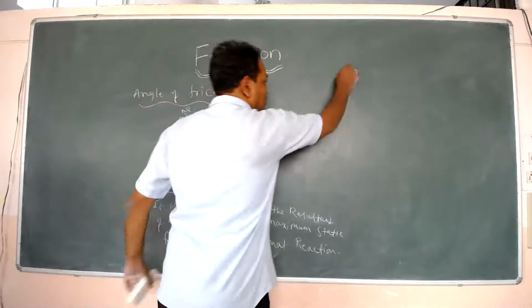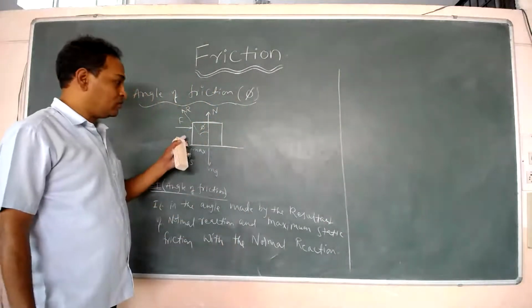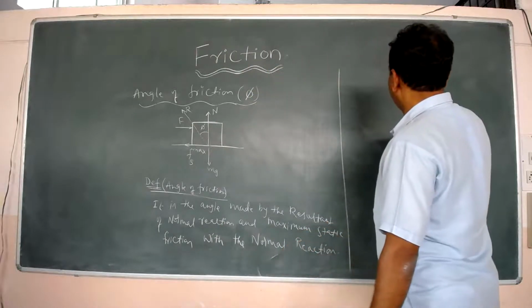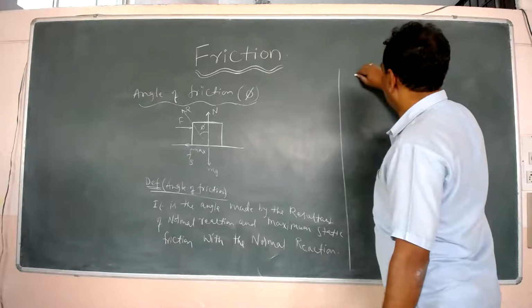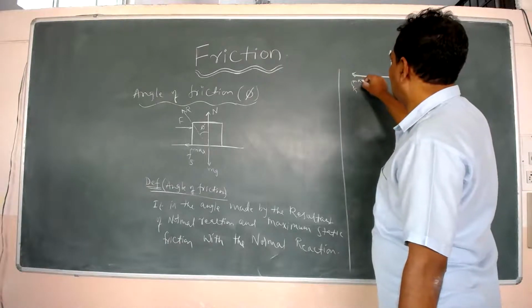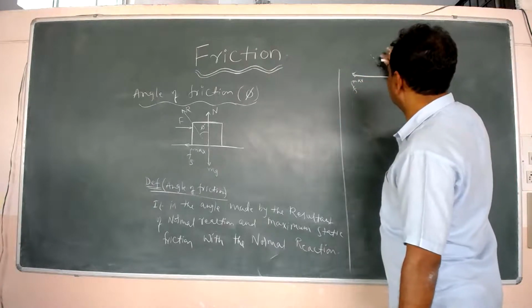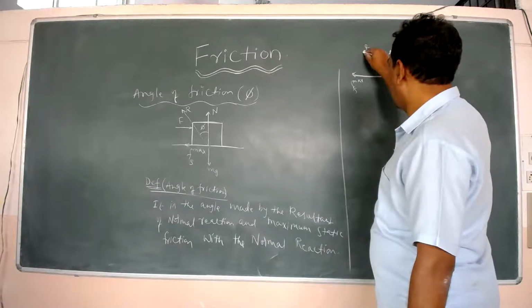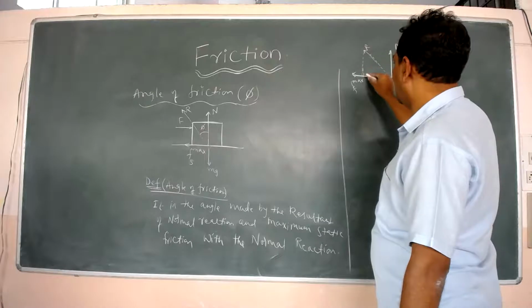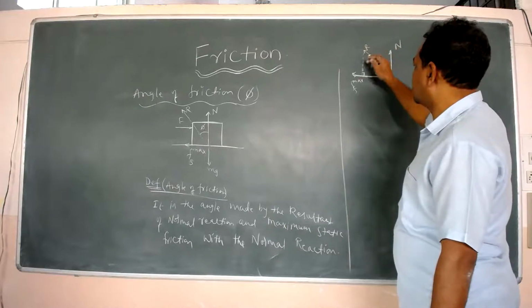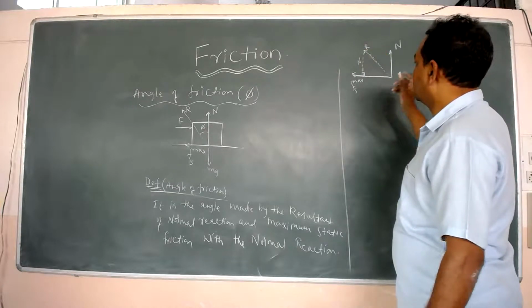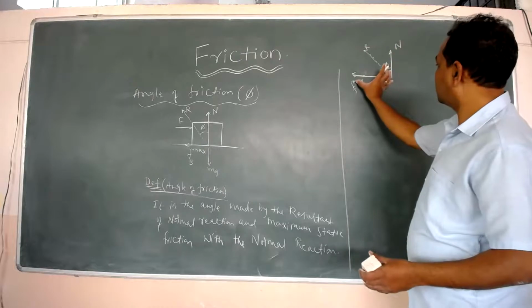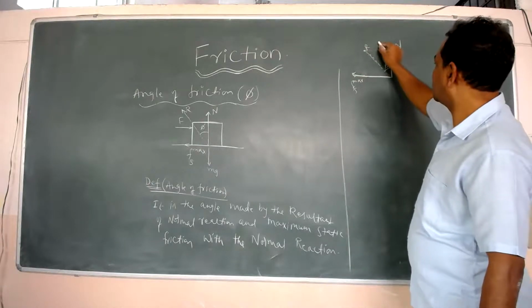So let us see some concepts here. If I take this diagram separately, in this direction a normal reaction is there, in this direction a maximum static friction is there, and the resultant of these two is in this direction, which I am calling R. If I draw a perpendicular line, this is also N, and this is also maximum static friction.